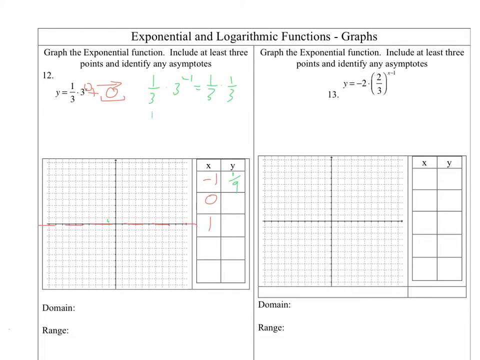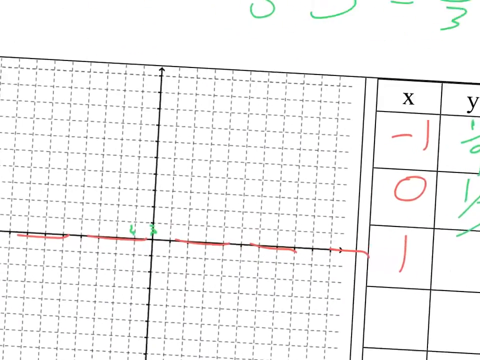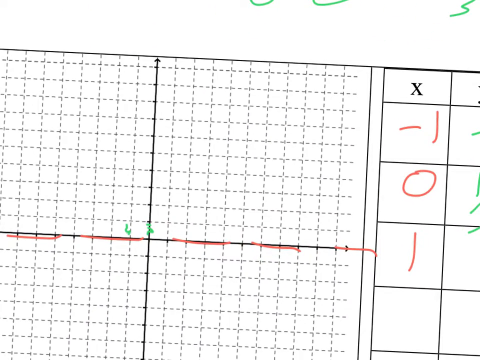Okay? 1/3 times 3 to the 0 is equal to 1/3 times 1, or just 1/3. And that's way above what it actually should be. That's fine. I might zoom in so I can see this better. There we go. That's supposed to be 1/9. Negative 1, 1/9. And 0, 1/3. It's nice to write points in so we can see them.